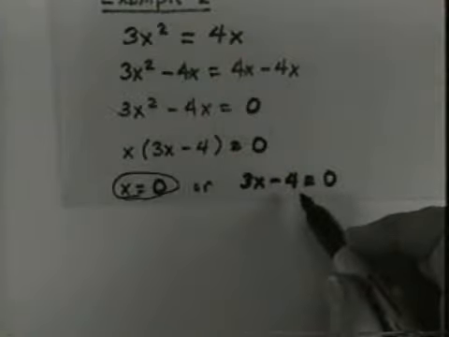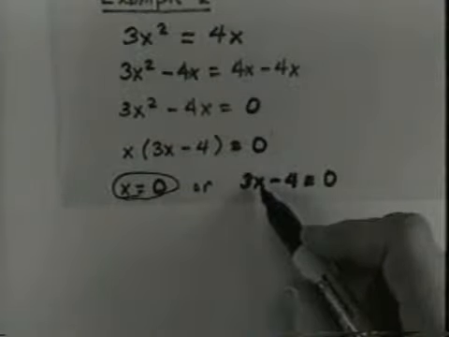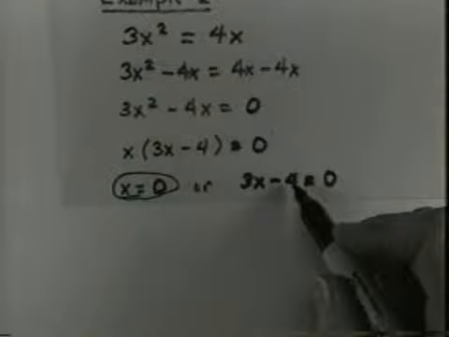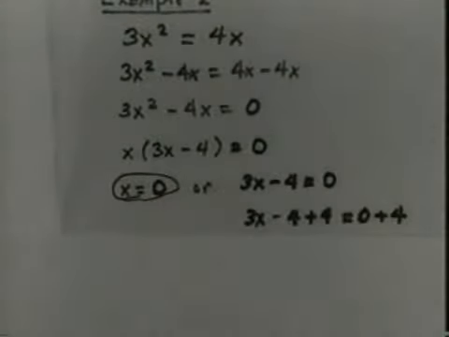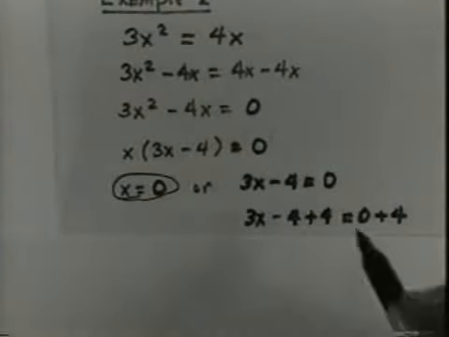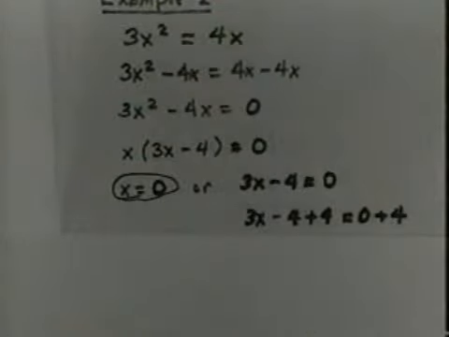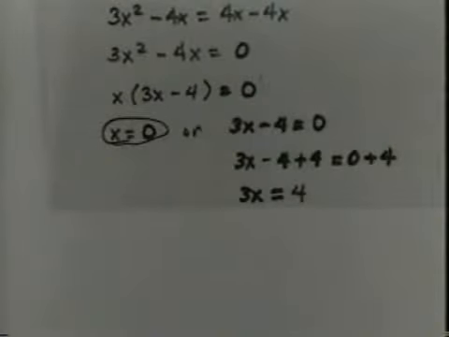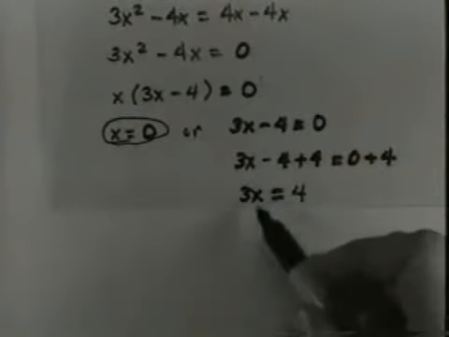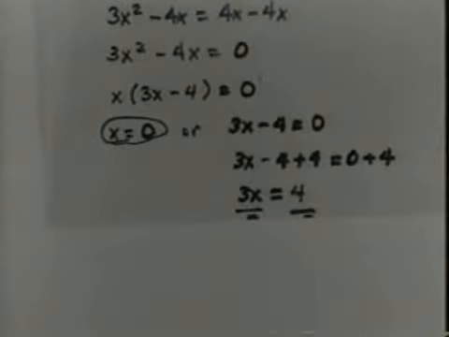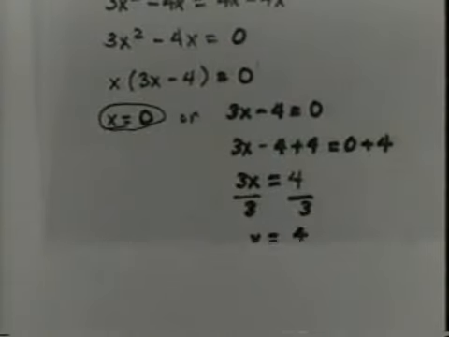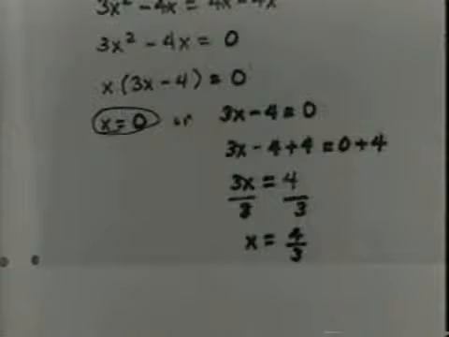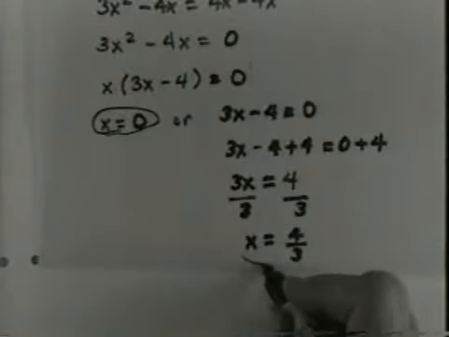The other one, 3x subtract 4 equals 0, we must get the x by itself. So let's get rid of the 4 by adding 4 to both sides of the equation. 3x subtract 4 add 4 equals 0 add 4. And that gives us 3x on the left and 4 on the right. Then to get x by itself, of course, we divide both sides by 3. And that gives us on the left x, on the right 4/3. So we have x equals 4/3 as our other possible answer.